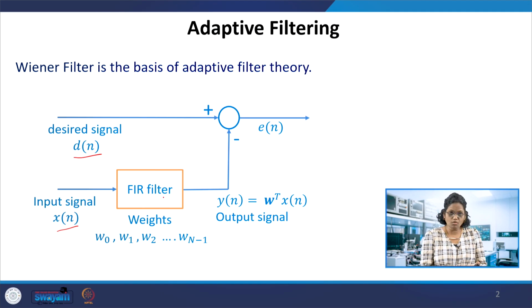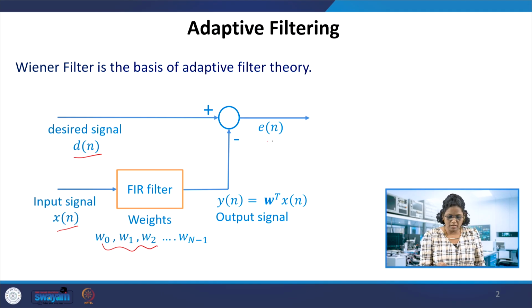Knowing those coefficients, we now refer to them as weights W0, W1, W2 up to Wn minus 1, depending on the tap or the order of the filter. First, suppose these weights are fixed, and there is an input signal and a desired signal. Suppose the desired signal is a sine wave, and the input signal is sine wave plus noise. The filter filters out the noise and gives the sine wave only. If you subtract these two, the error would be 0.